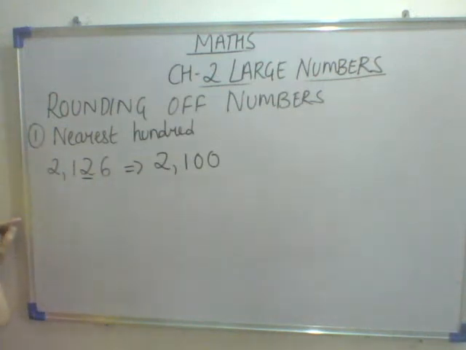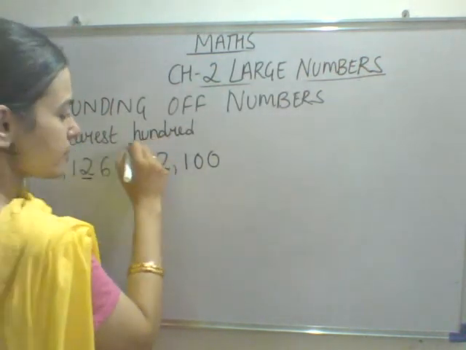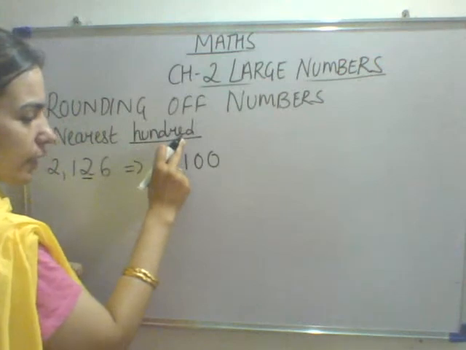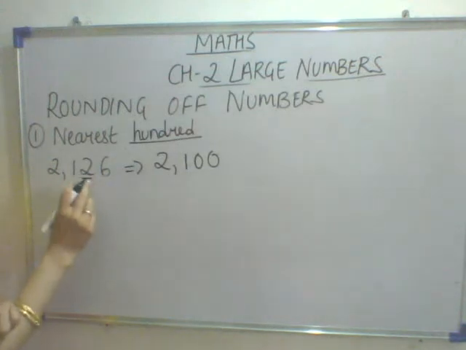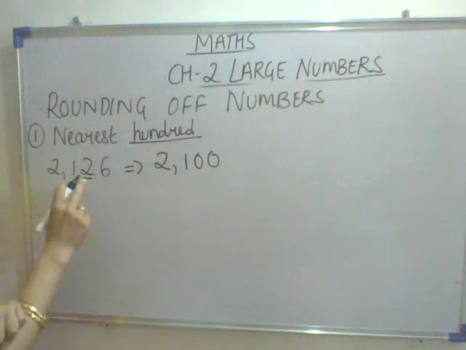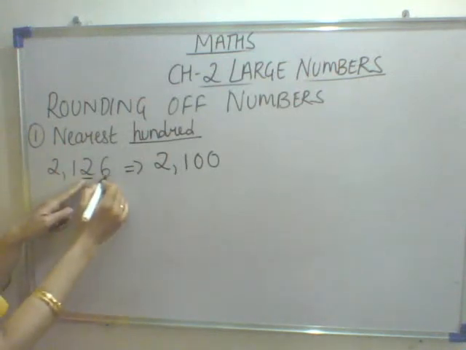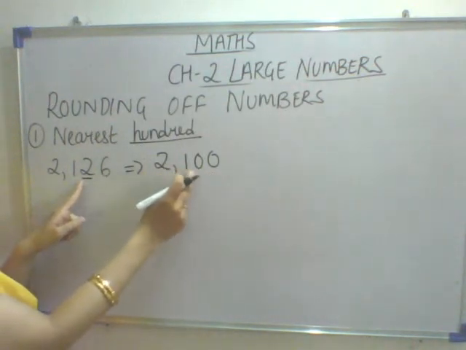Again I am repeating. If you have to round off the number to the nearest 100, you have to see the digit at the tens place. The digit at the tens place is 2. So if the digit is 4 or less than 4, then what you have to do? You have to replace the ones and the tens place with 0. So it becomes 2100.